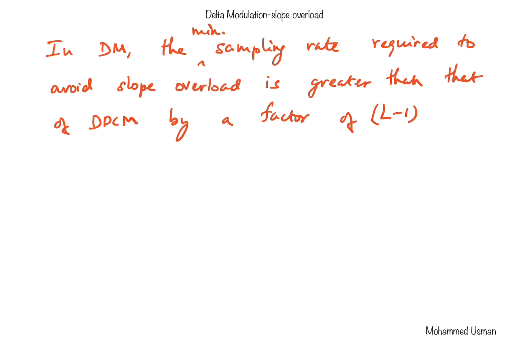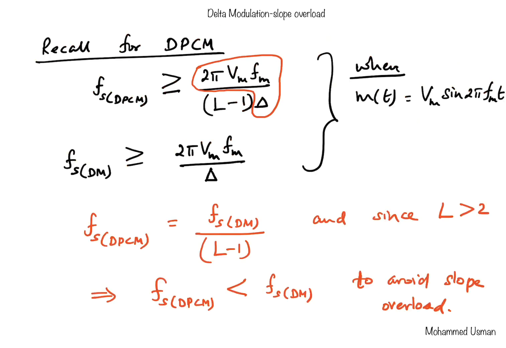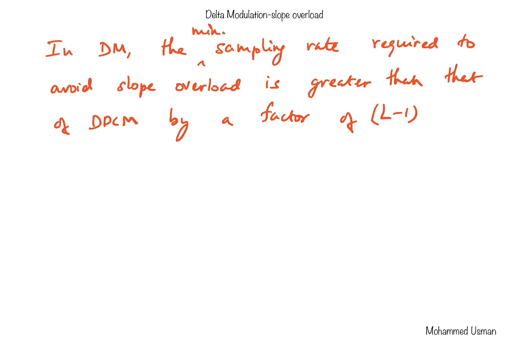Okay, so that's the comparison between the required sampling rate for avoiding slope overload in differential pulse code modulation and delta modulation. And we clearly see that the sampling rate required in delta modulation is higher by a factor of L minus 1 as compared to differential pulse code modulation. We will now do an example where we will have more than a single tone.